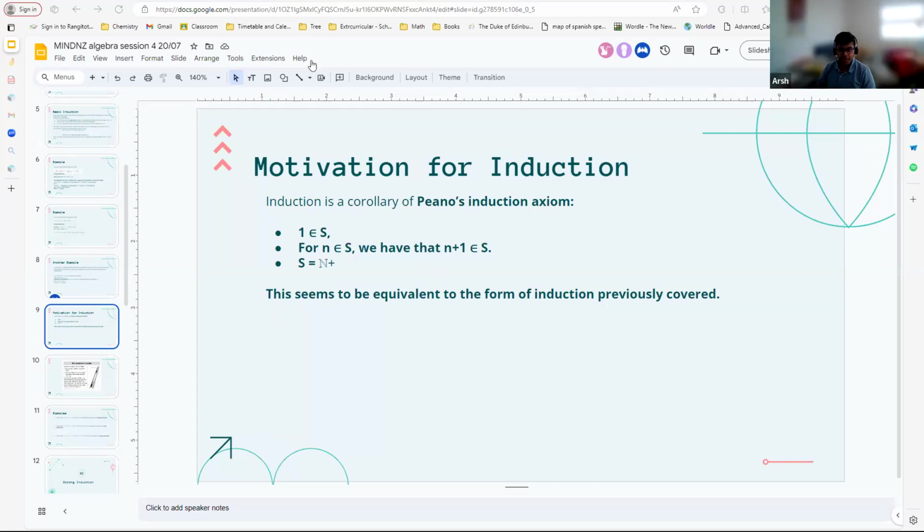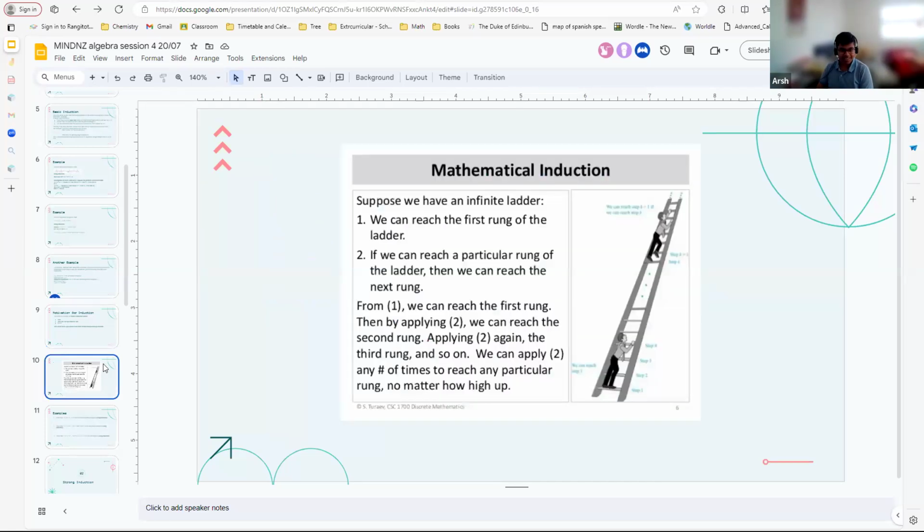So yeah, if you build up from 1 and add every other number up from there, you end up with all the natural numbers. That's how you get induction.